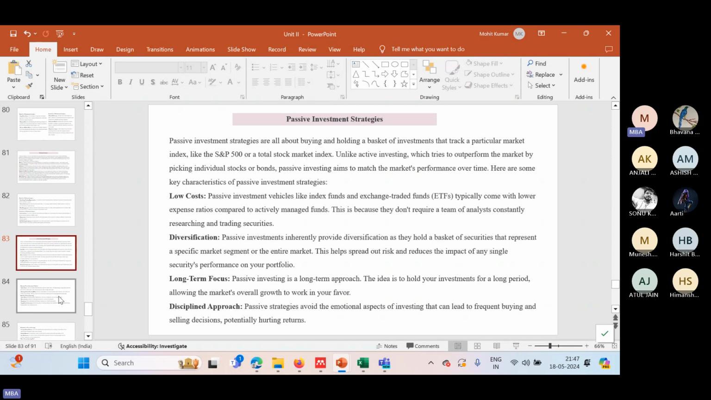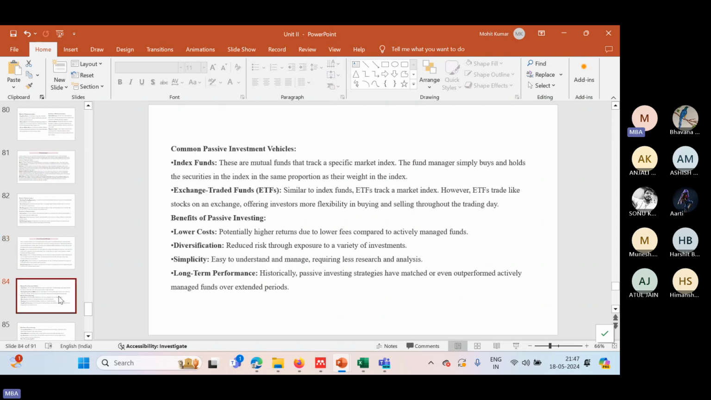That's why people, generally those who don't want to invest directly in equity, go and invest in mutual funds, because a mutual fund is taken care of by fund managers. That comes under passive investment strategies. You yourself do not actively involve yourself, but you are dependent on the market index or market trend. Some of the common ones we discussed: index funds and exchange traded funds. And the benefits were lower cost, better diversification, simplicity, long term performance and so on.